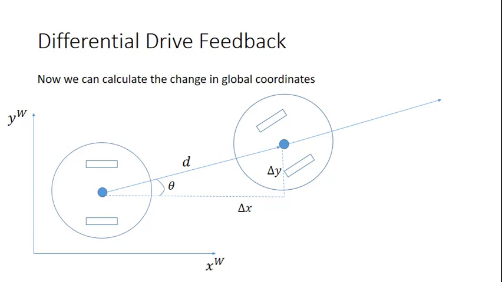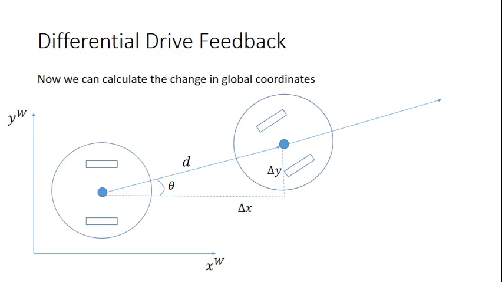So now we can calculate the change in global coordinates. We have the robot over here on the left, and it has some position and orientation, and then it moves to this position over here on the right. And this position on the right, we know that is going to be d distance away, which is nice. But what is really helpful to us a lot of the time is to know what's the actual change in x and what's the actual change in y. And luckily, these values are pretty easy.